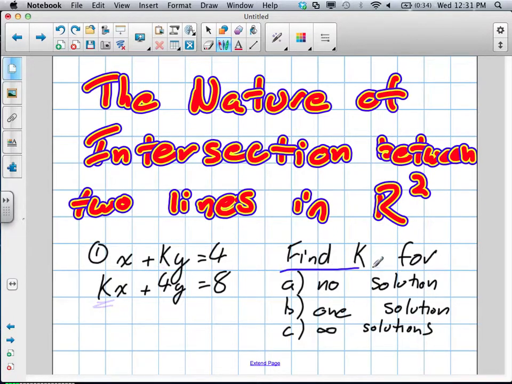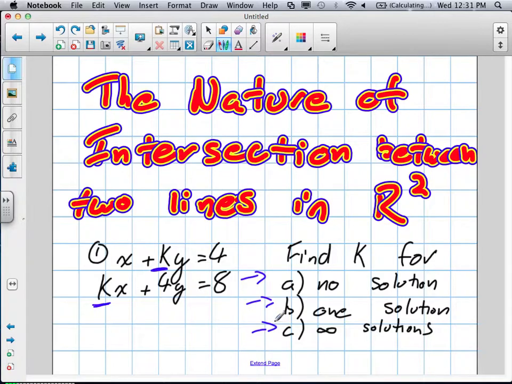And what they've asked us to do is find values of k where we have no solution, one solution, and an infinite amount of solutions. No solution means what in terms of graphing a line? Parallel. We have two parallel lines. One solution means they intersect, and infinite means same line is what it means. Okay, we're talking about the same line. So we need to find values of k that will give us answers to all three of these.